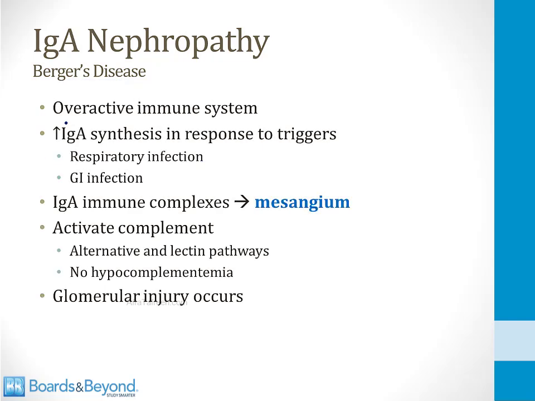The underlying problem in IgA nephropathy is an overactive immune system. Patients with this disorder have increased IgA synthesis in response to immunologic triggers. Remember, IgA is the mucosal antibody, so when infections of the mucosa occur, like respiratory infections or GI infections, this leads to increased IgA synthesis in patients who have this disorder. That in turn leads to IgA immune complexes which deposit in the mesangium.